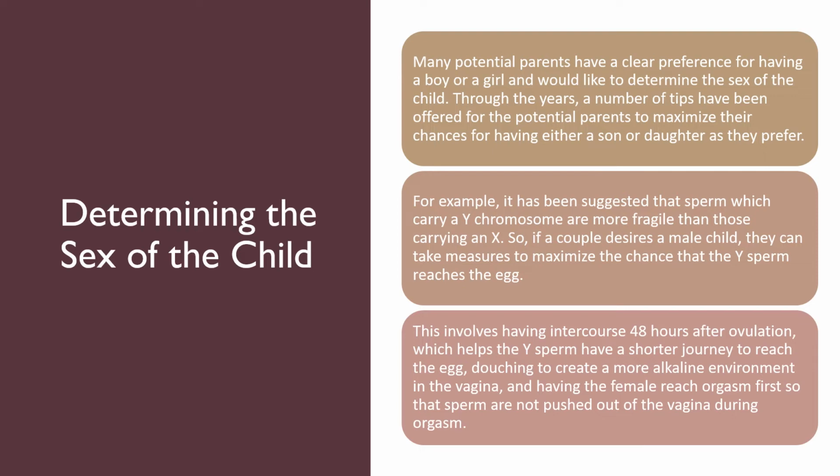Dowsing to create a more alkaline environment in the vagina. Dowsing, meron silang ginagamit, no? Tapos, to clean the vagina and having the female reach orgasm first, so that sperm are not pushed out of the vagina during orgasm. So, ang dami nilang tips na sinasabi para magkaroon ka ng anak na lalaki.